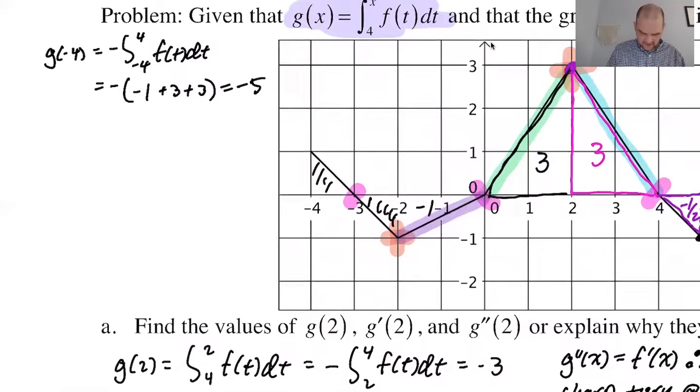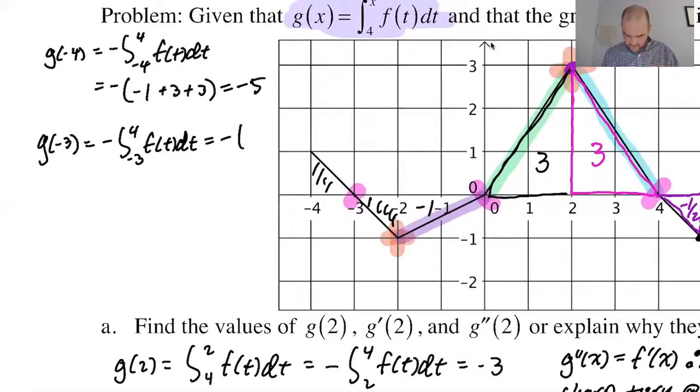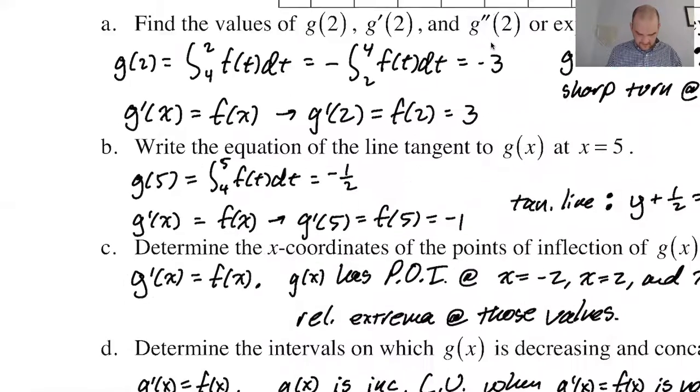All right, what's next? I need to now find g of negative 3. So that's going to be, again, flip the bounds, change the sign, negative 3 to 4 of f of t dt. So that's going to be the negative of, what do we got here? So I think I can just subtract another 1/2 because we're picking up this part and adding another negative 1/2. So that's negative 1/2. So it's negative 1.5 and then 6. So positive 4.5. But because it's the opposite, so that's negative 4.5.